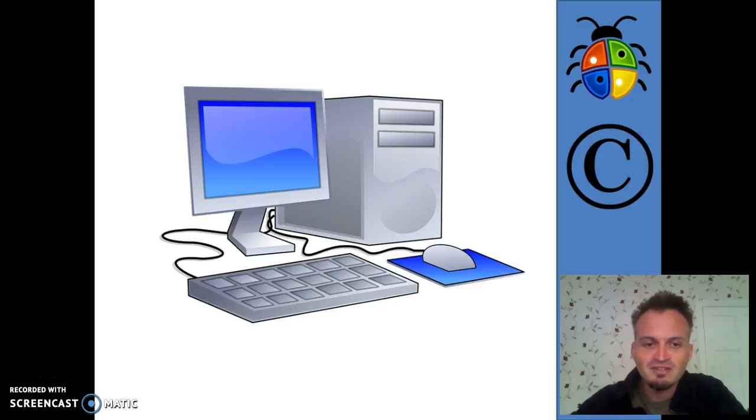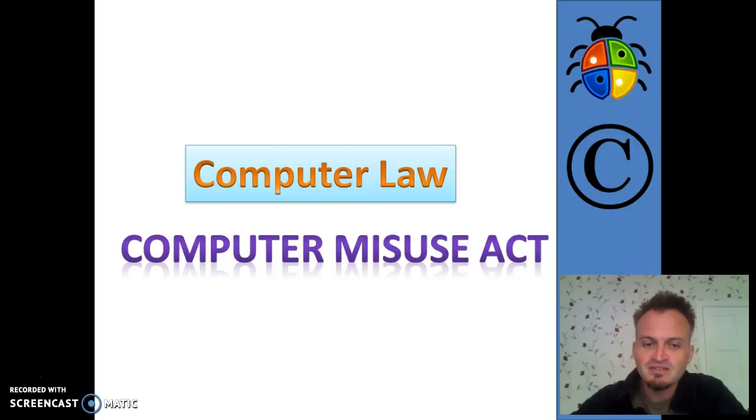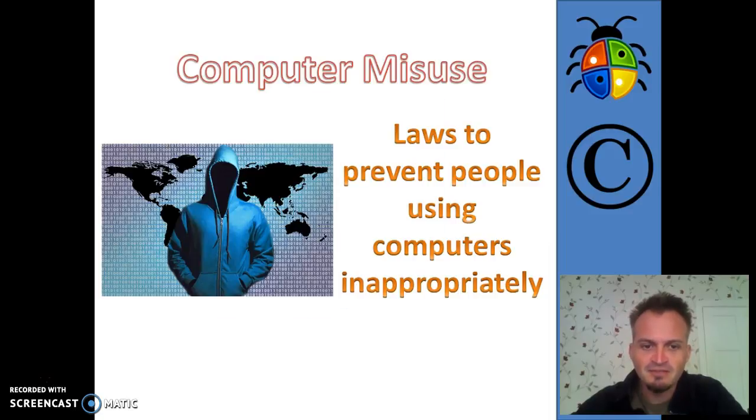So this all comes under the Computer Misuse Act. And again, I have to stipulate here, it's going to be different from country to country. So I'm going to be focusing on the UK laws. I think the US has pretty similar laws as well. However, country to country is going to be different.